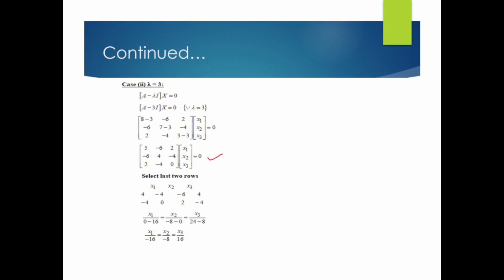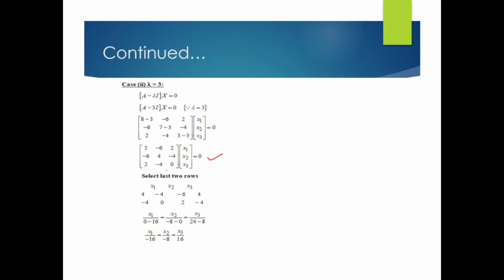Now selecting the last two rows, as such we will write x1, x2, x3. When I want to write below x1, I will skip the first column. I get 4, minus 4; minus 4, 0. When I write below x2, I will skip this one. So already minus 4, 0 is there, so I can write minus 6, 2. Below x3, when I want to write, I will skip this one. I want to skip this row, and I will check, minus 6, 2 is there. So 4, minus 4 I have to write.